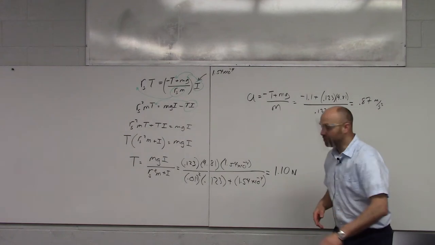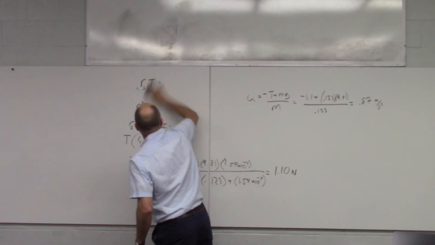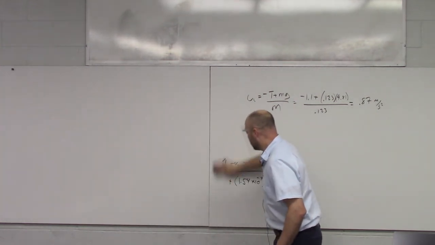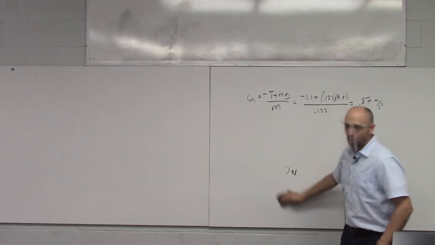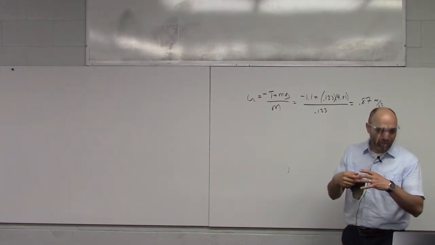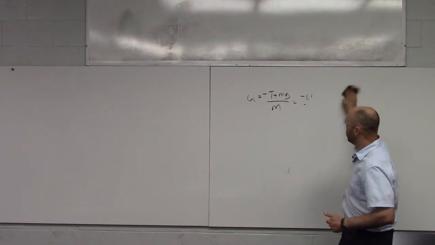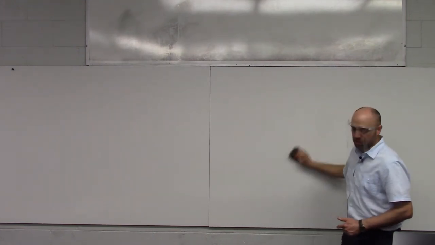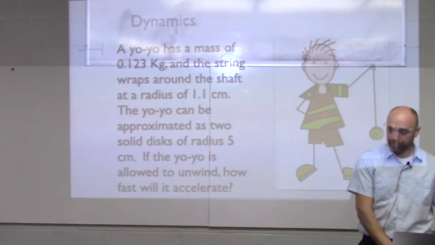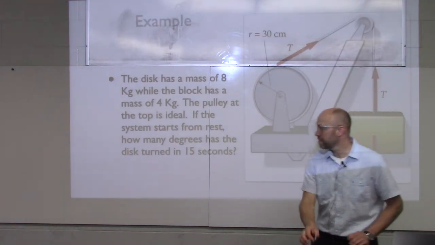Okay, let's do another problem here. Let me clear this off. The big giant key to these problems is just seeing what's rolling around what. Usually there's a rope wrapped around something, and then it's just where the rope is wrapped around. Although sometimes they're rolling, in which case you look at where they're rolling on. Let's do this one.